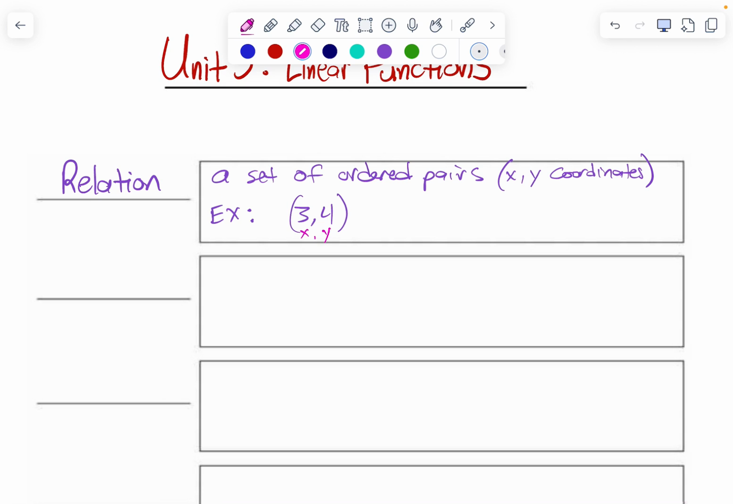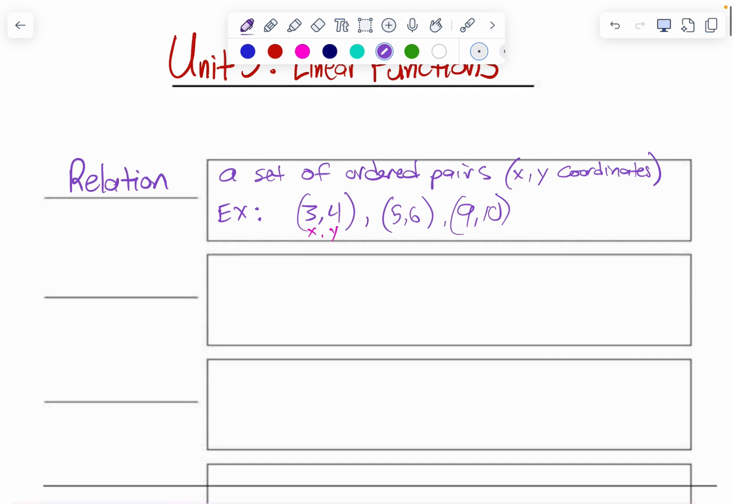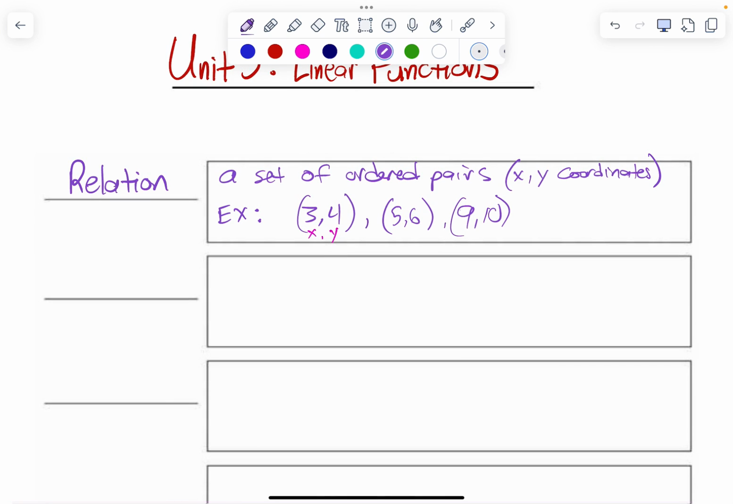If we start combining a bunch of those, so let's say now we're going to do 5, 6, and 9, 10 maybe. If we start combining a bunch, that starts to become a relation. Like we're saying, hey, look, each of these x's has a y partner with it. Okay, for us to call it a relation, or to see it as one, we're going to put these around it.